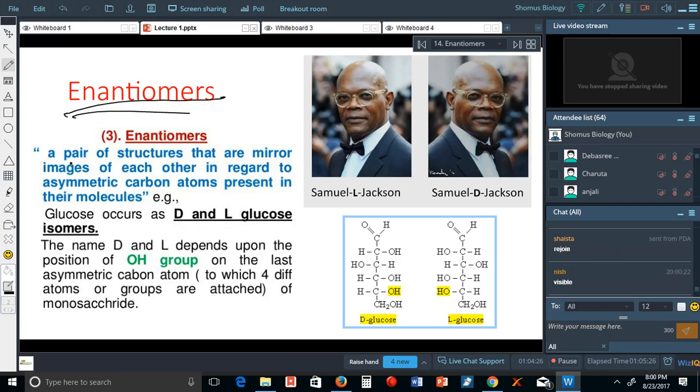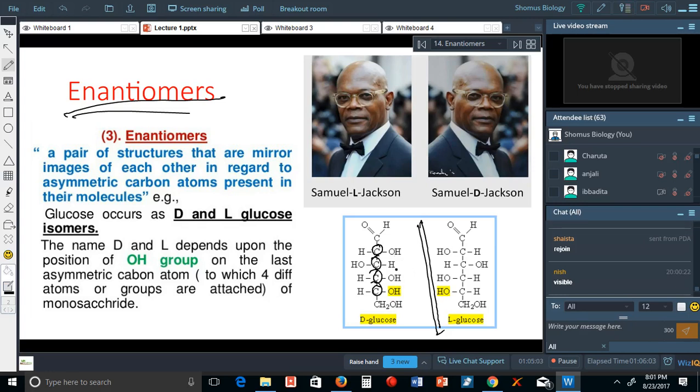Now, what are enantiomers? Enantiomers are a pair of structures that are mirror images of each other with regard to the asymmetric carbon atoms present in their molecules. If you look at the structure here, all the asymmetric carbon atoms, this one, this one, this one, this one, if you compare them, they appear like a mirror image of one another. That is known as enantiomers.